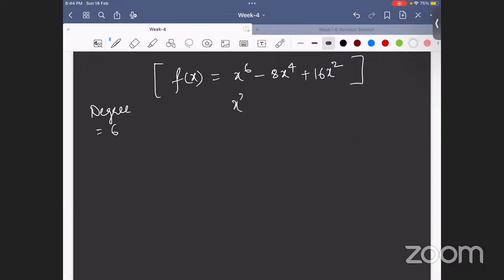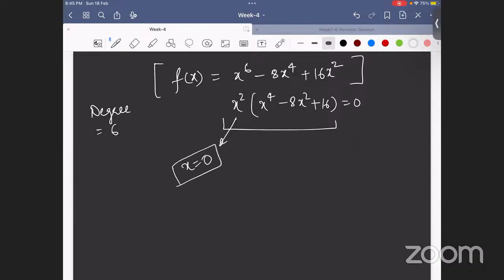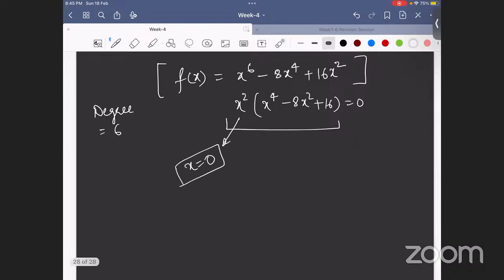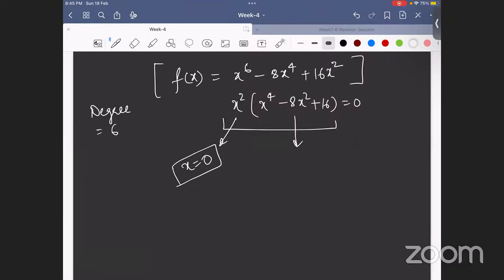First of all, you'll take x square as common, right? And if you want to solve that, it will be x to the power 4 minus 8x square plus 16 equals 0, right? So from this equation, what is one value that comes to your mind? If you put x equals 0 in this equation, x equals 0 can be one factor, and then the other is x square minus 4, whole square.